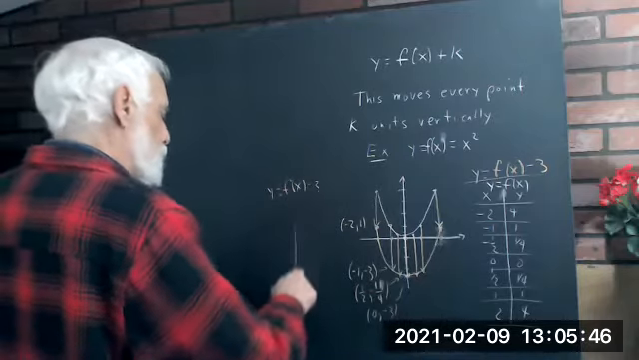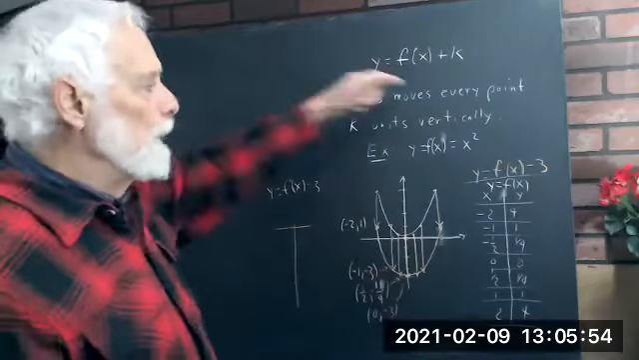And if I make a table now for my f of x minus 3 function, I want to emphasize I'm making this table based on the graph, not based on plugging numbers into this function.